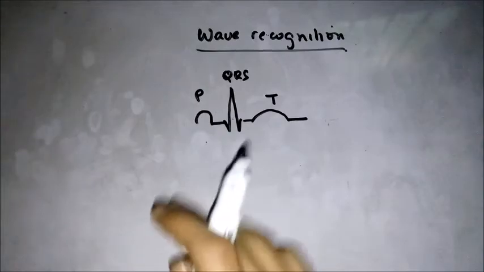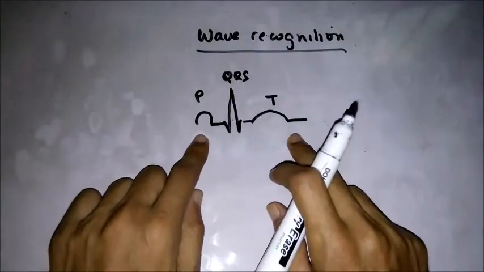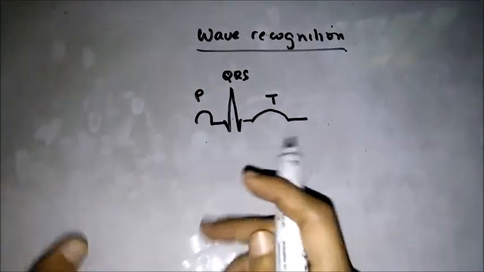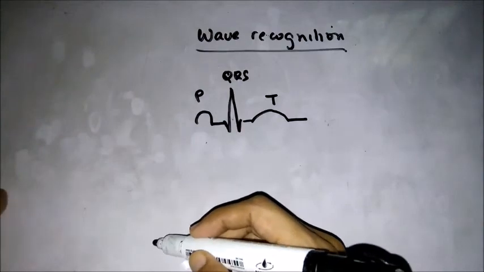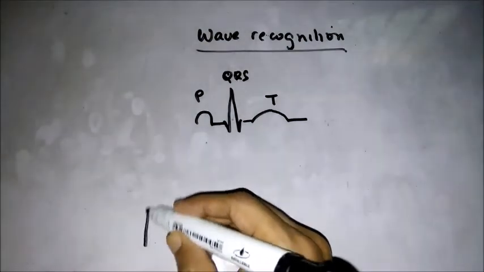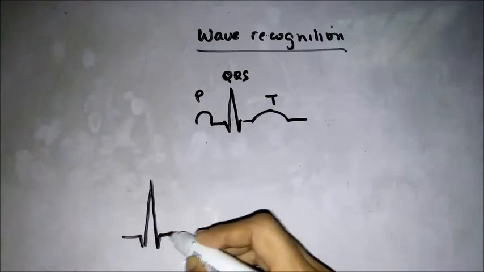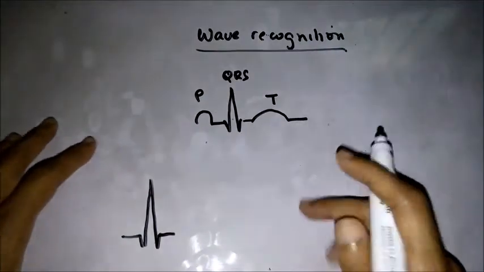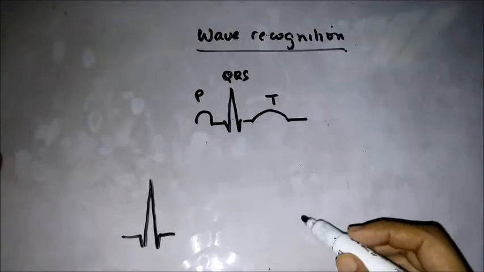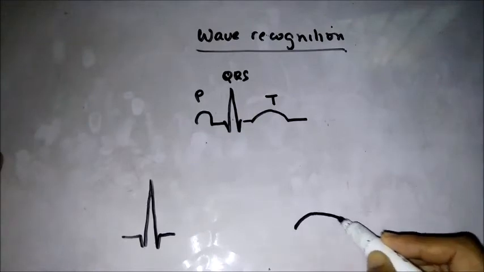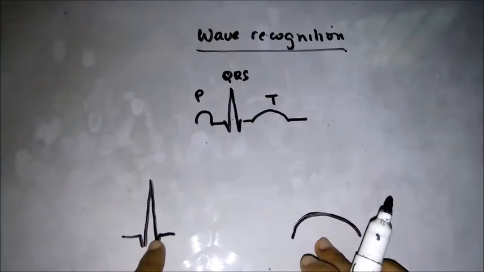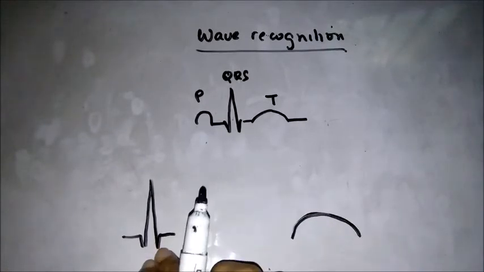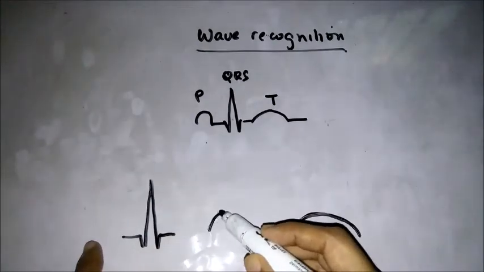So the way we differentiate the three waves is by understanding the frequency. The QRS complex has the highest amplitude and frequency. It's the most spiky, pointed of all the three. This is still fairly simple to identify. And then the T wave is the smoothest out of the three. The T wave is the smoothest, so it's somewhat like this. And the P wave is somewhere in between. It's not as smooth as the T wave, and it's not as pointed as the QRS complex. So it's somewhat like this.